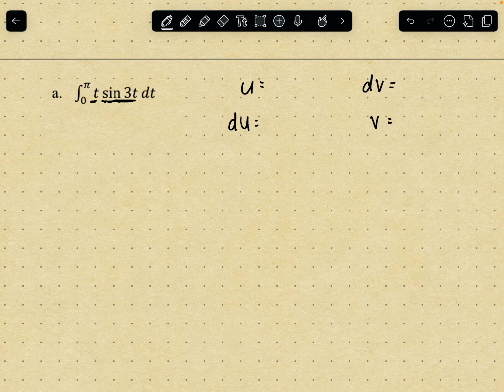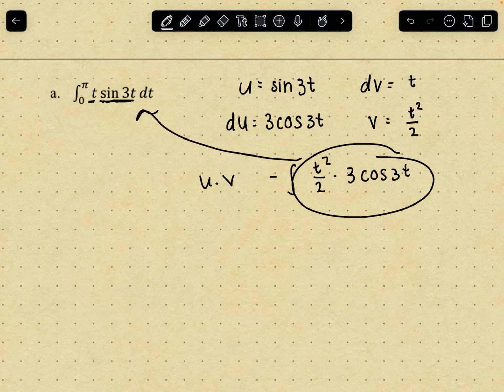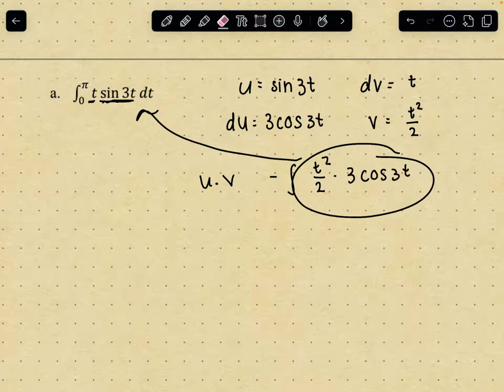Let's say I wanted to make u sine 3t. Well, its derivative is 3 cosine 3t. And then dv would be t. Its antiderivative would be t squared over 2. So that means I would be doing the integral of u times v, with t squared over 2. Do you see how this is really ugly? This does not make my life any easier than the original. So this might not be the way that we break up our pieces.